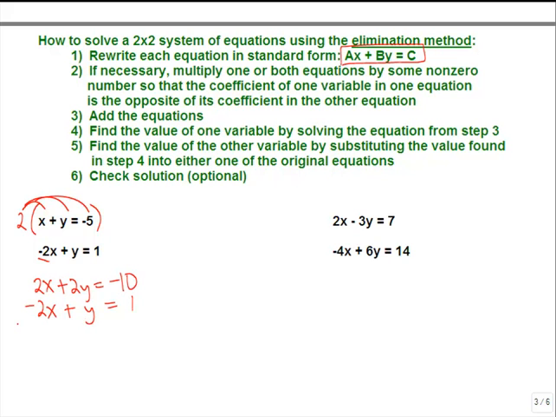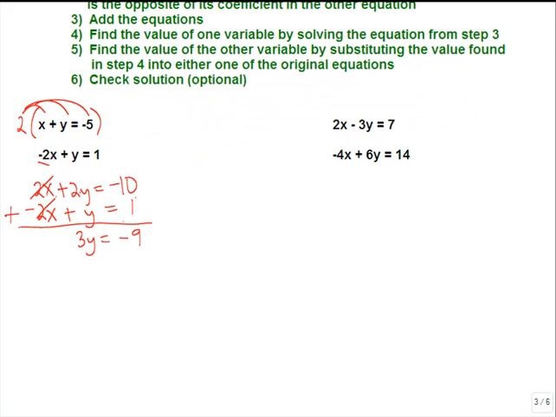So what we've done first here is made these coefficients of x be opposites. Now that they're opposites, we're going to add the two equations together. Because these are opposites, they will cancel each other out, and that x term will disappear. What we're left with is 2y plus y, which is 3y, and negative 10 plus 1, which is negative 9. And that you can solve for y. So all I have to do to solve for y is divide by 3, and now we know what y needs to be. y needs to be negative 3.